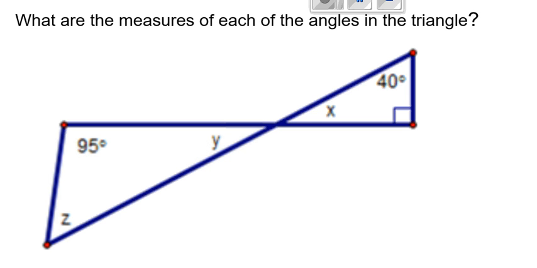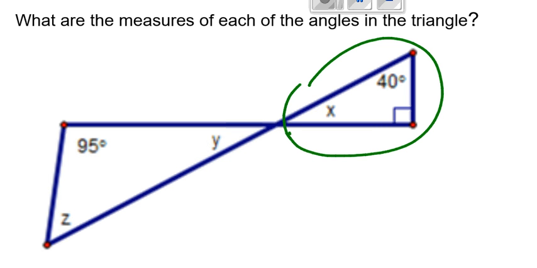So I can see that in this triangle over here on the right, this guy right here, I know this angle measure is 90, and I know this angle measure is 40. So if I add those together, I get 90 plus 40 is 130, which means that my missing angle has to be 50 degrees.